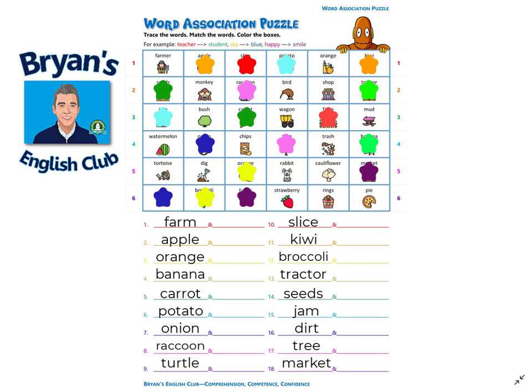All right, that's it. We're all finished. Now that we're finished, please go back and find the word associations. For example, number one, farm and farmer. Farm and farmer.